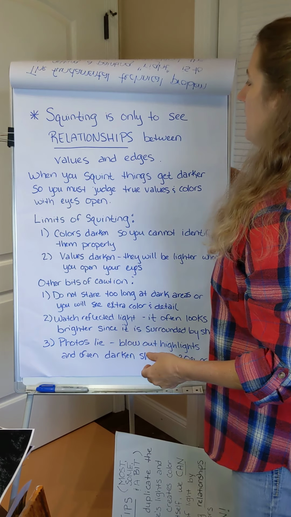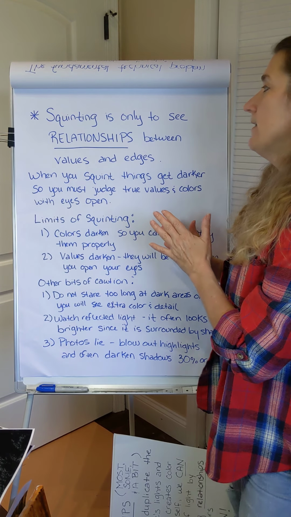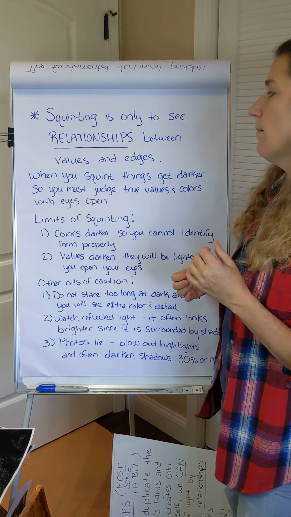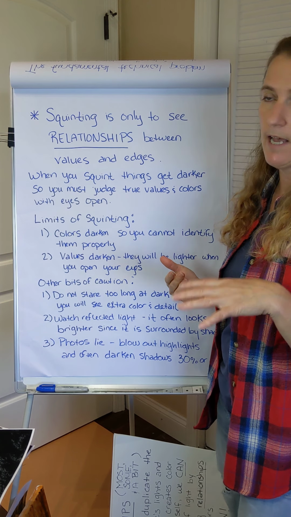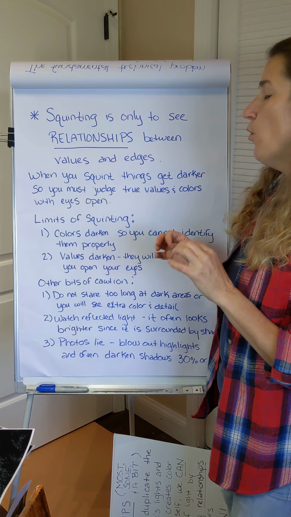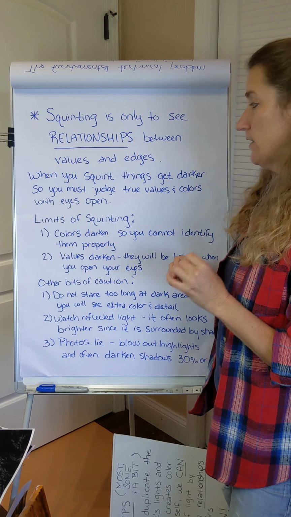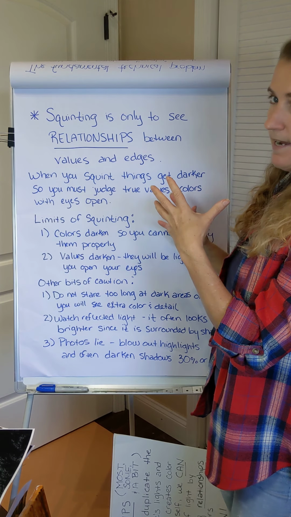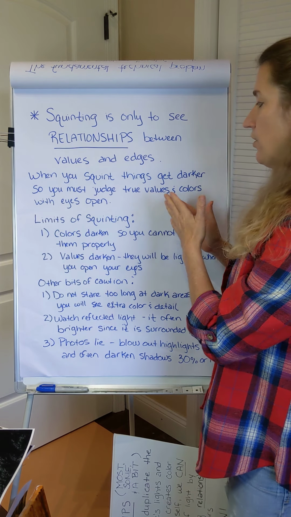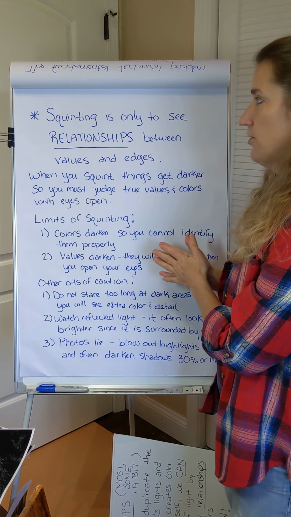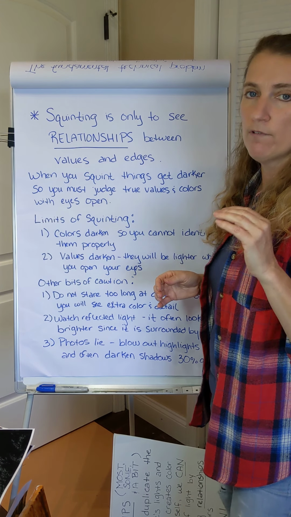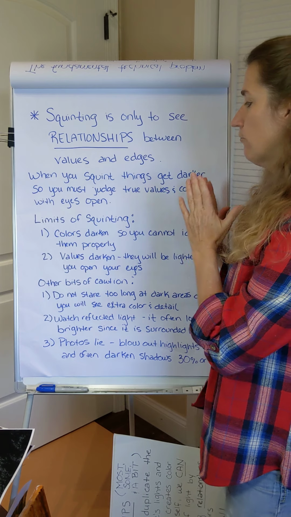Alrighty, moving on here. The important thing is to realize squinting is only about seeing the relationships between value and edge, which we're going to talk about next time. When you squint, things do get darker. So you have to open your eyes back up fully when you are judging the true values and the true colors. Squinting is to establish relationships, and that's critical here.